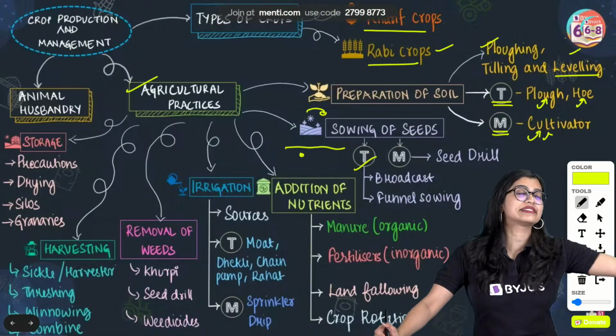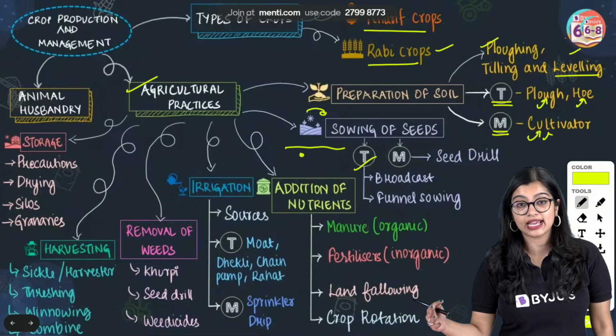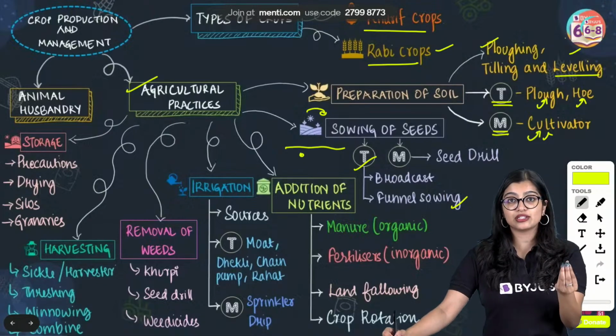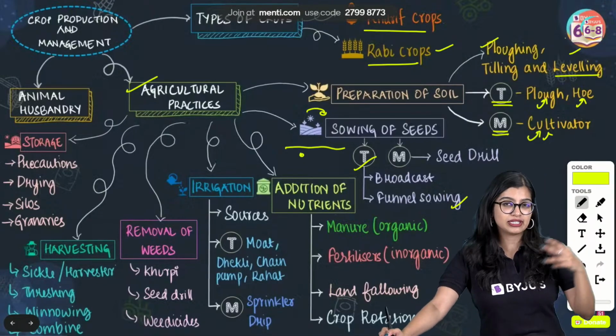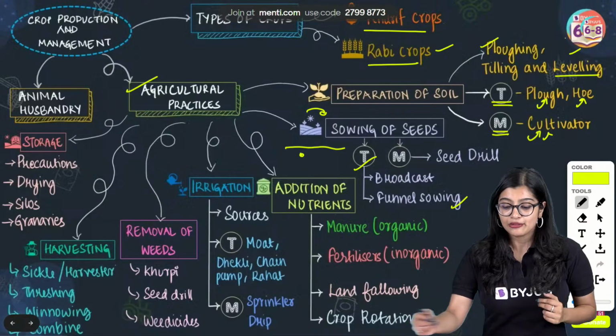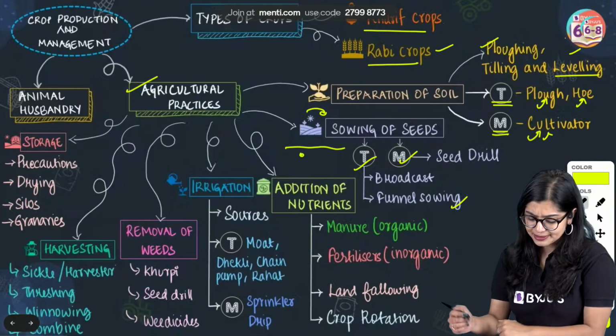You would just throw the seeds and randomly scatter them on the soil. Or, of course, later on they came up with a tool called funnel sowing, where you had a funnel-like structure which would help in sowing. But this, of course, had its own disadvantages because it was not sown at a proper depth, which is why we started using modern tools like seed drill, right?